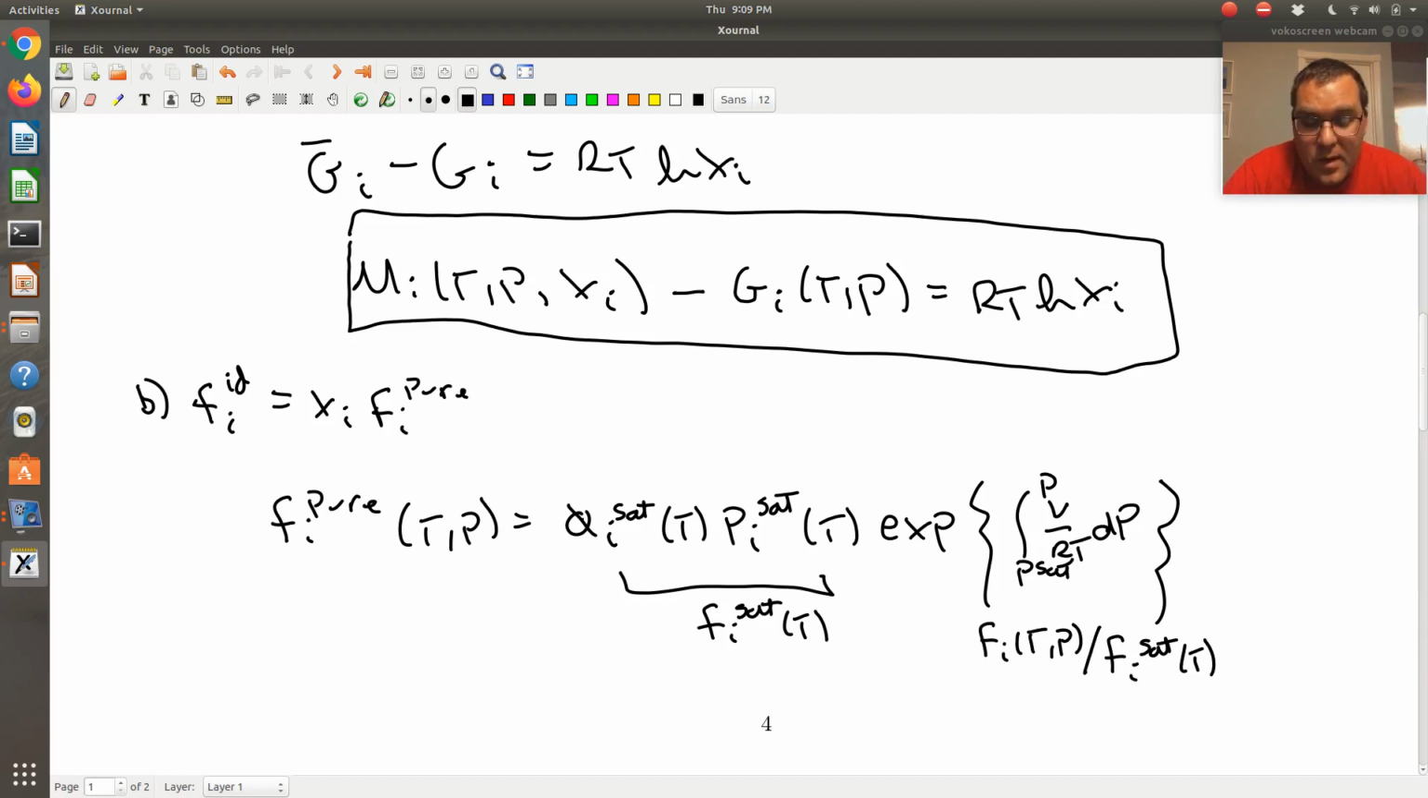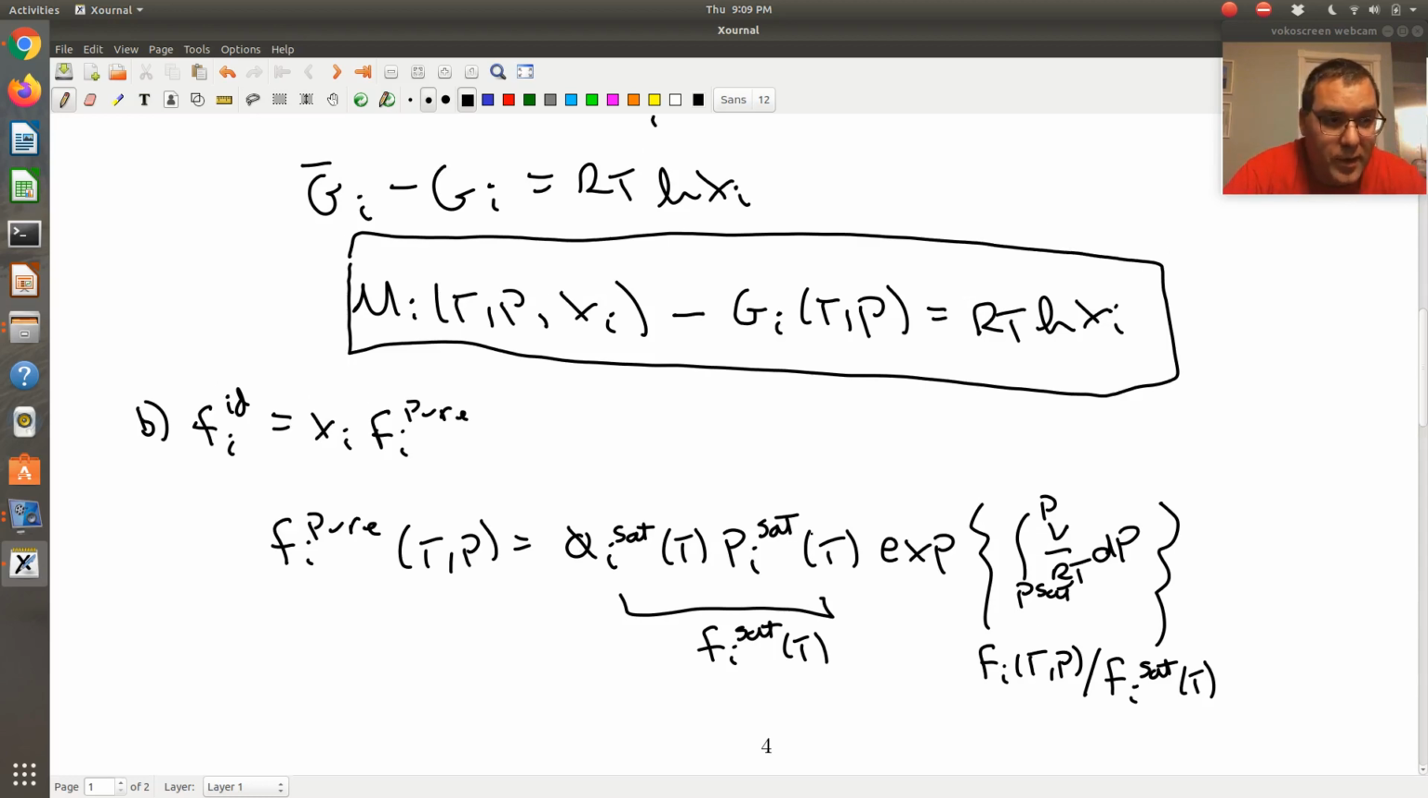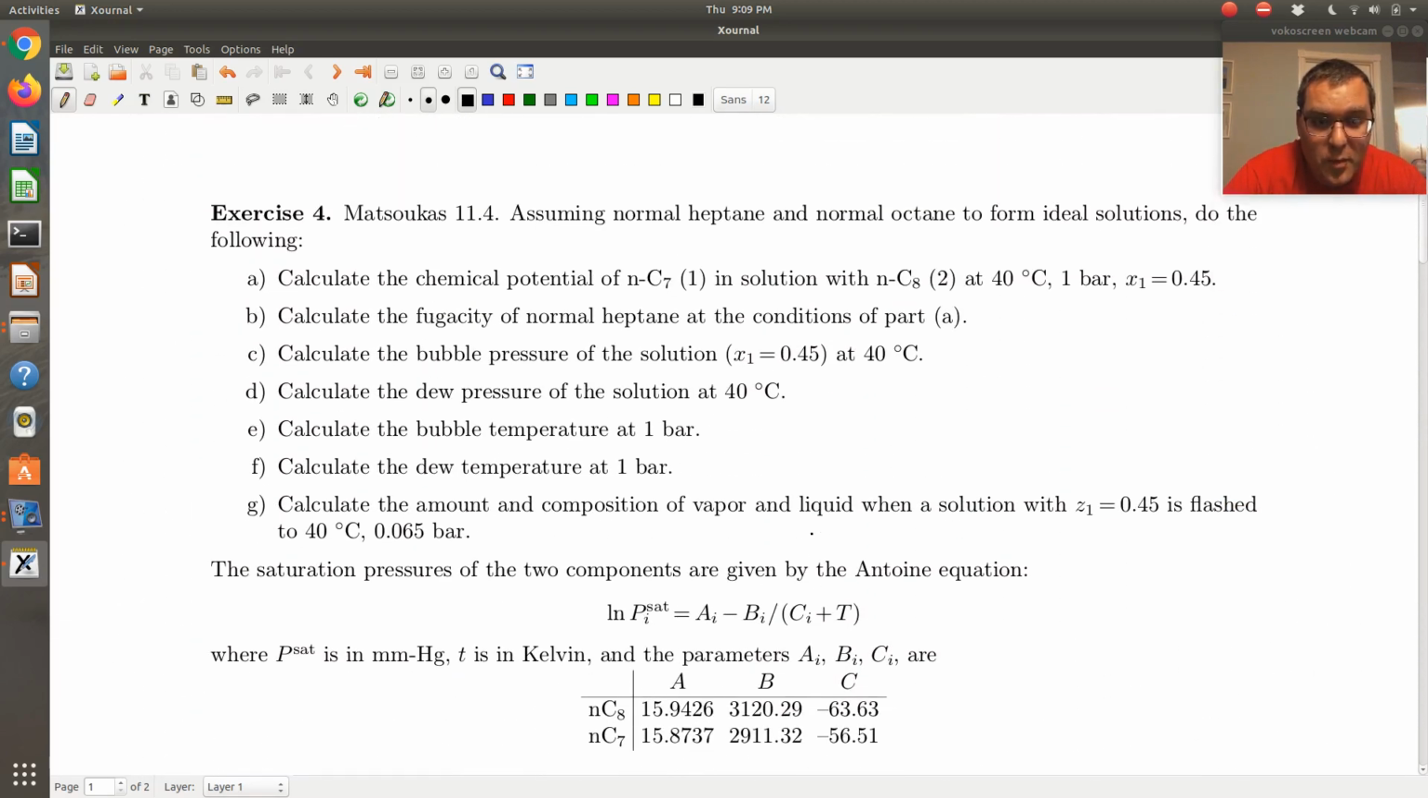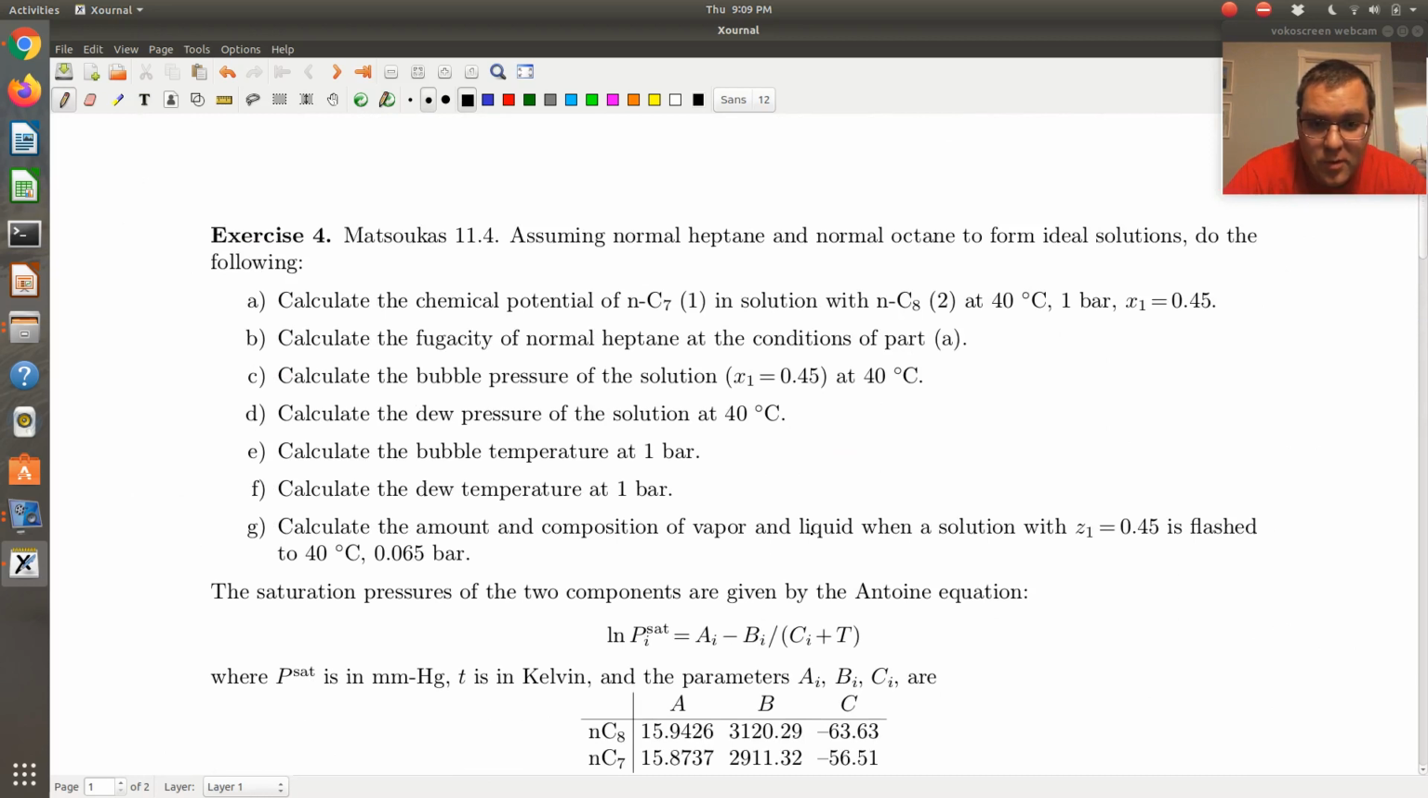So I need to calculate f_i pure, okay. Well, are we given information to even calculate the Poynting correction? The answer is no, okay. But again, if I assume that I'm in that compressed liquid region, so well removed from the critical point, and then if I look at that Poynting correction, if I assume that the molar volume is incompressible, it becomes V over RT times P minus P sat. So if I assume that term P minus P sat is relatively small, so what do I mean by small? Is it on the order of a bar, or is it on the order of 1,000 bars? So if it's on the order of a bar, then typically you can assume that the Poynting correction is negligible.